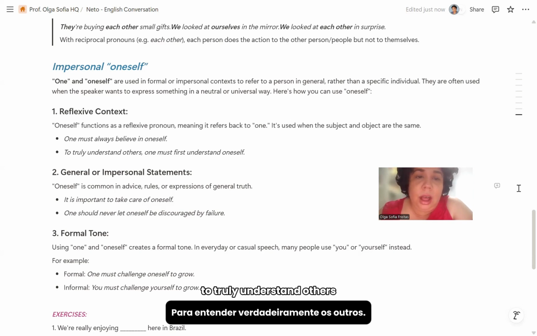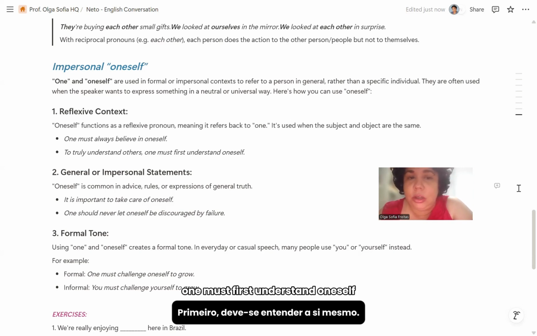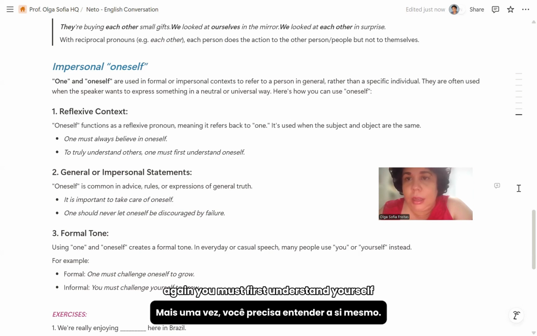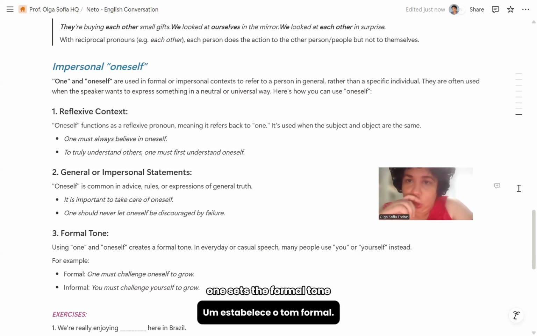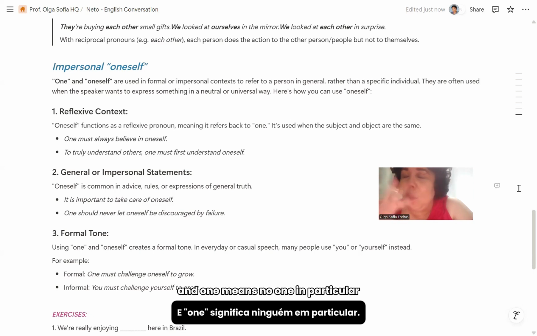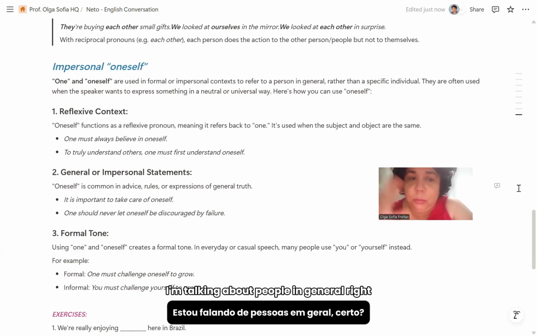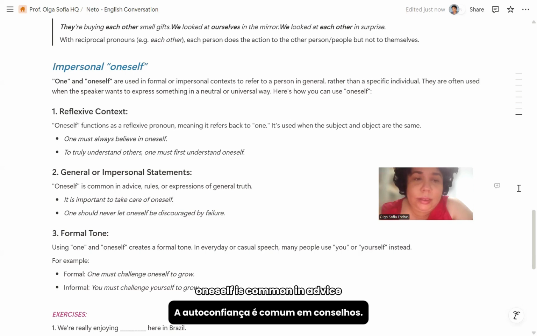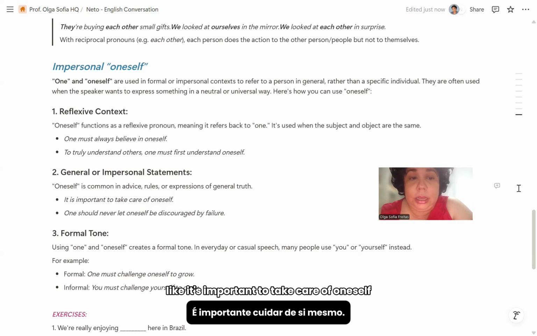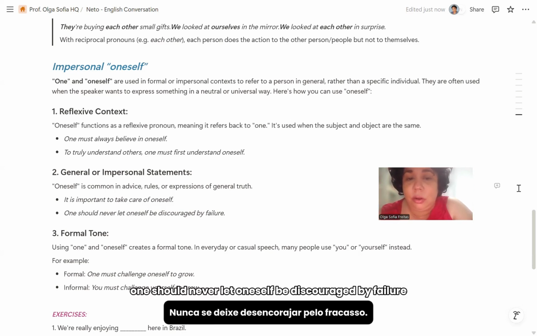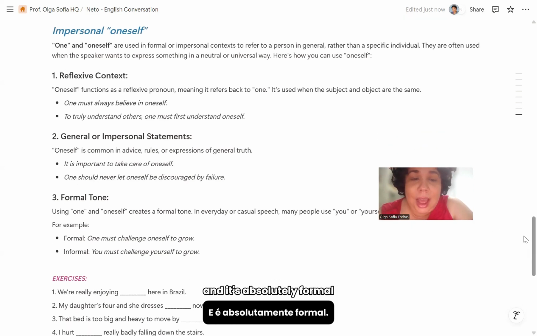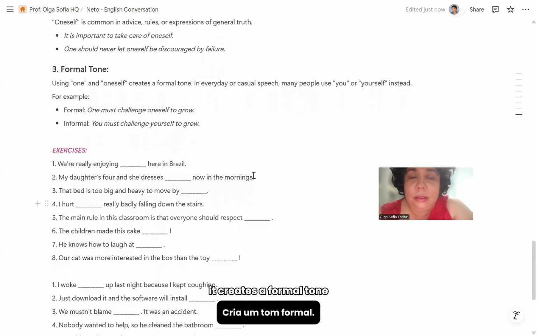To truly understand others, one must first understand oneself. Again, you must first understand yourself. We could do that. One sets the formal tone, and one means no one in particular. I'm talking about people in general, right? Oneself is common in advice, rules, or expressions of general truth, like it's important to take care of oneself, or one should never let oneself be discouraged by failure. And it's absolutely formal. It creates a formal tone.